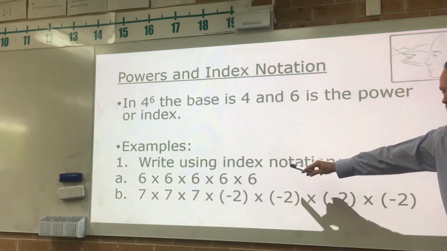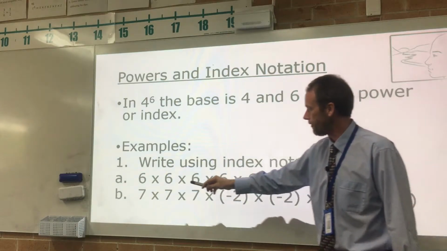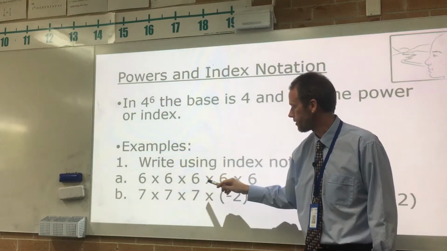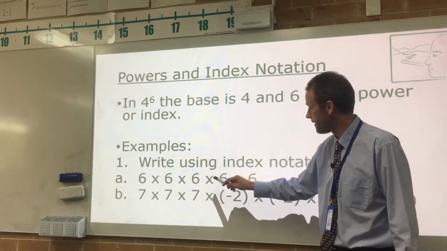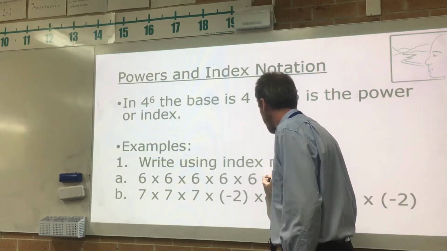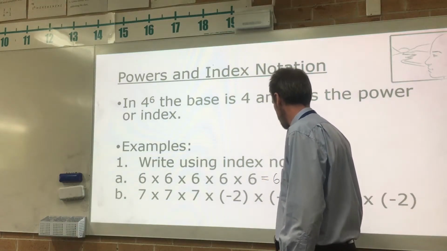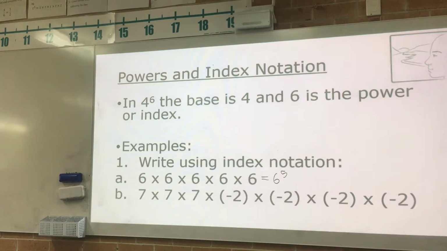So for example, here's our first 2 examples. It actually makes it much easier. If I've got 6 times 6 times 6 times 6 times 6, all I need to do is count up the number of 6s and write it like this. So I've got 6 to the power of 5. That's much shorter, isn't it?